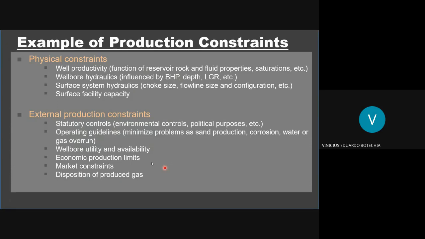You have market constraints, right? Like some months ago, we had a crisis and problems in the demand for oil. No one wanted to buy oil anymore, so it's a market problem, right? I have another example here for fields that produce large amounts of gas. What do you do with this gas? So these are some examples of production constraints.